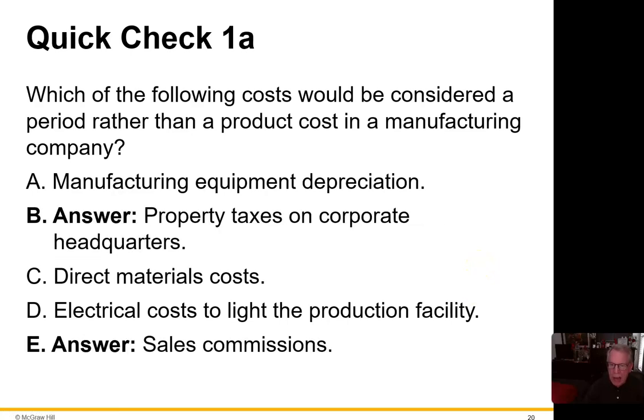It's going to be Echo, sales commissions. Depreciation is going to be in manufacturing overhead. Direct material is directly associated with the product. Electrical cost to light the production facility, again, will be in the overhead pool.